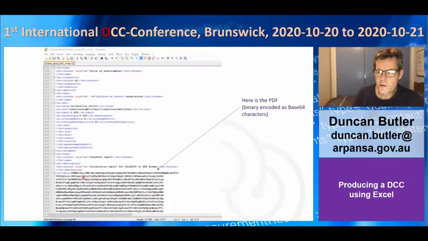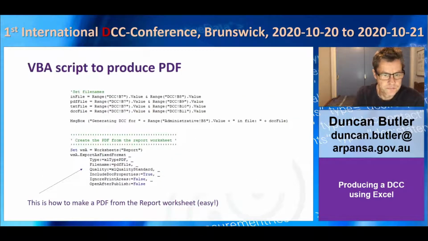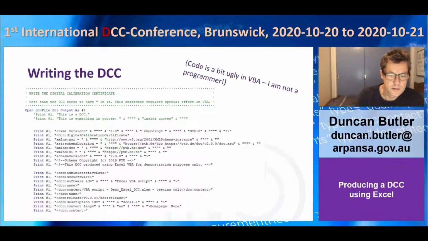Here is the PDF encoded as base 64 characters, so it just looks like random characters. But there is the PDF data hidden away at the back of the DCC. Okay, so the script to create the PDF file is literally one line. It's really easy. It's this command here. You just set the worksheet and export it as fixed format, and you give it the file name, and it's done.